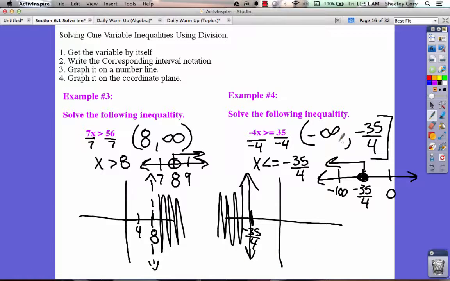And that's how you solve inequalities using multiplication and division. Don't forget to do the try problems.